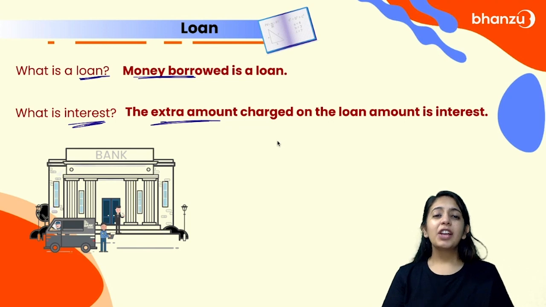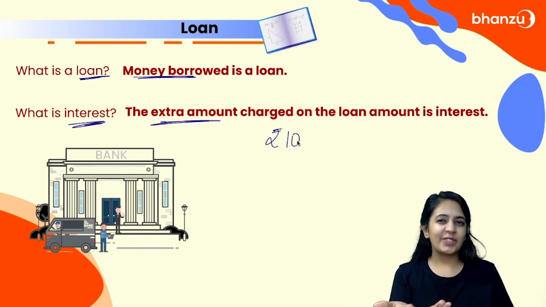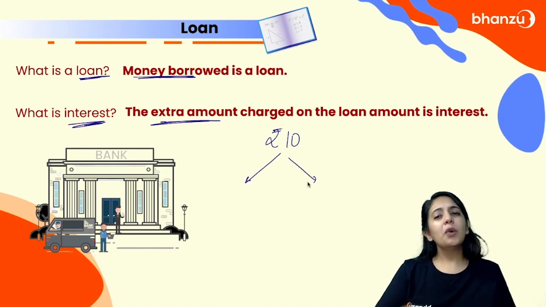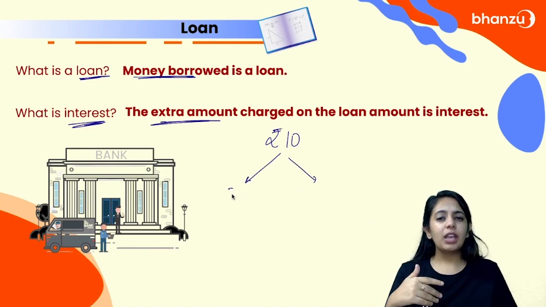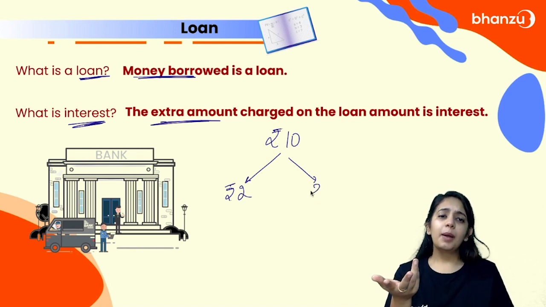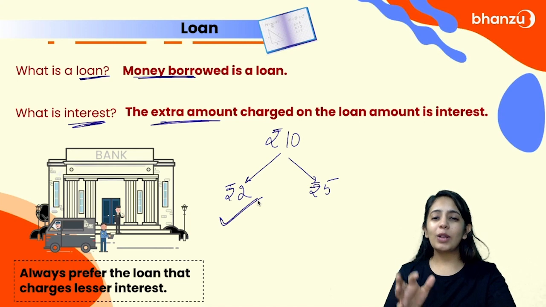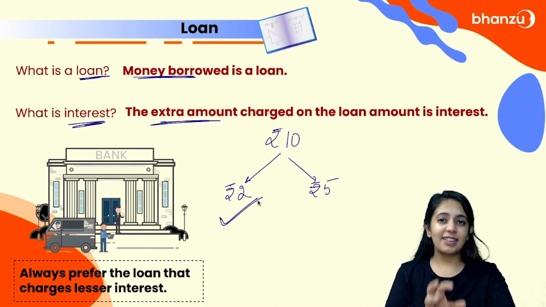But let's say you don't have rupees 10 and you want to take a loan of rupees 10 from a bank. One bank is saying, okay, take rupees 10, give it back to me, but give me 2 rupees extra. And the other bank is saying, take 10 rupees, but give me 5 rupees extra. Which one will you choose? Of course, you will choose the bank which is asking for lower interest from you, right? So always choose a loan that charges lesser interest.